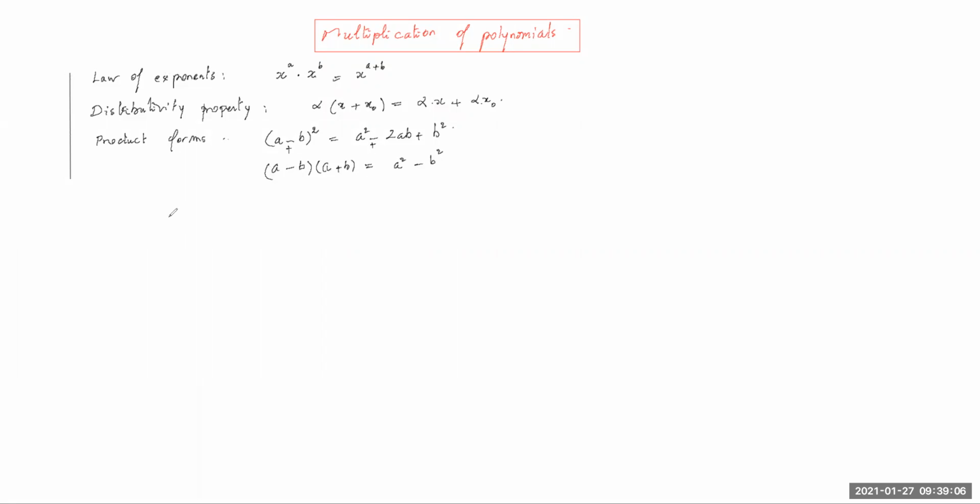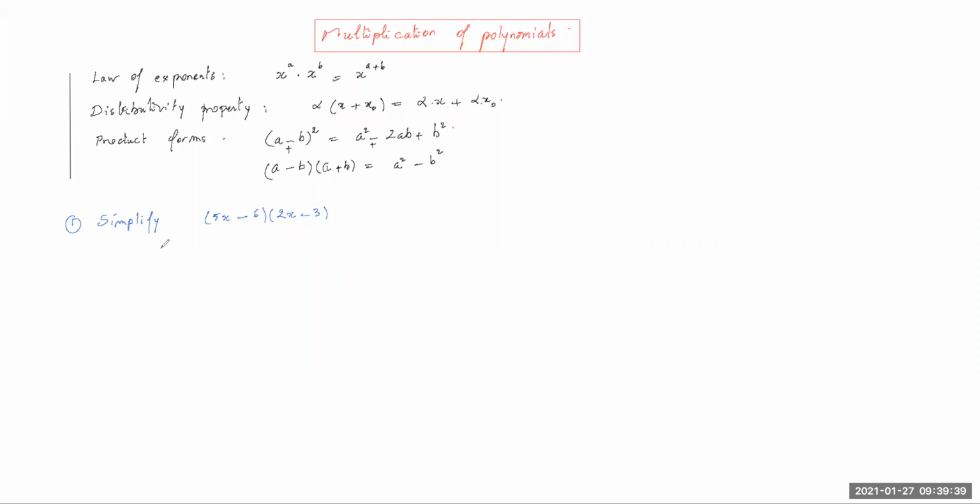So let's do some practice. For the first example, multiply and simplify these products: 5x minus 6 times 2x minus 3. Here I don't have a simple form like that. It's not an (a minus b) squared. So I have to use the distribution and the power exponent.